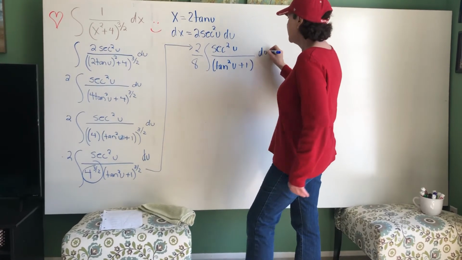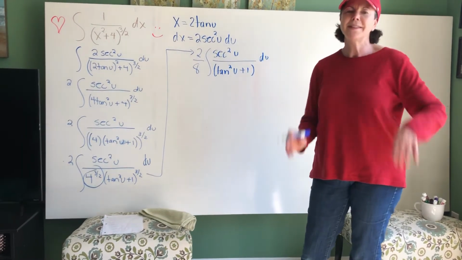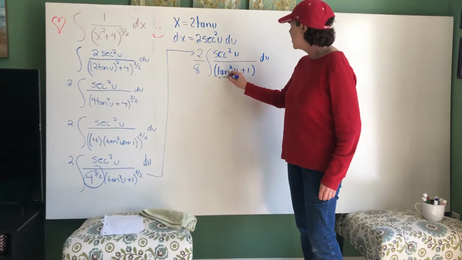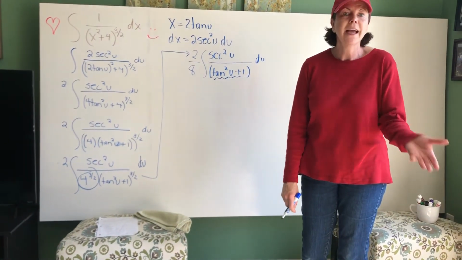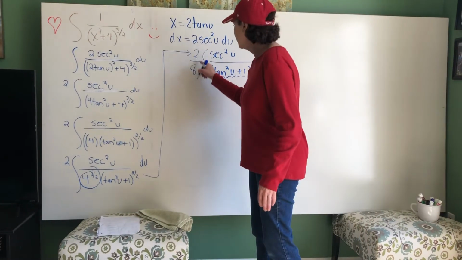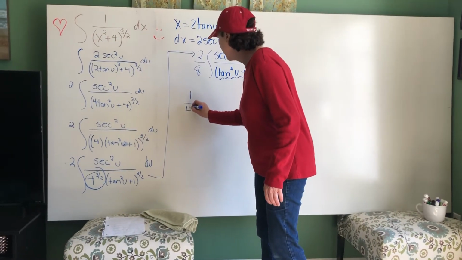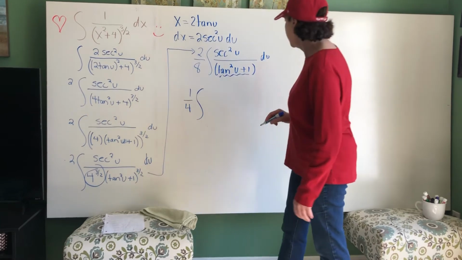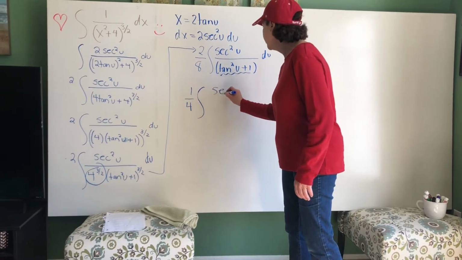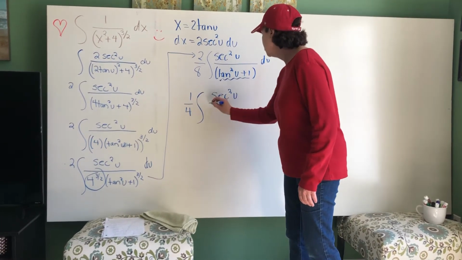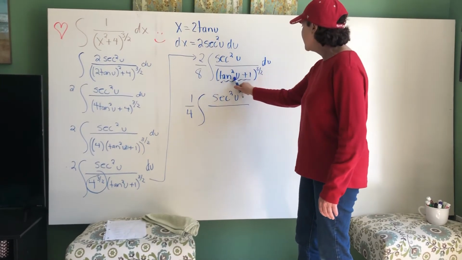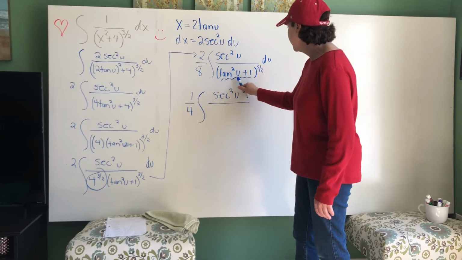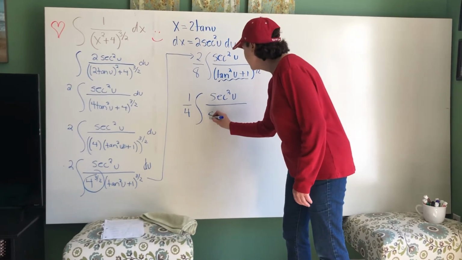You may already be sitting there going, oh, I see what's going to happen. Take a look here, Pythagorean identity. We know what tangent squared u plus 1 is. It's secant squared. And of course, this is a 1/4 we have out front. All right, so we have secant squared u in the numerator, and in the denominator, we have secant squared right here to the 3 halves.